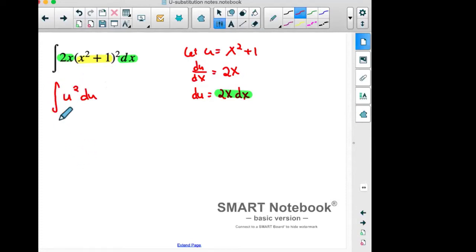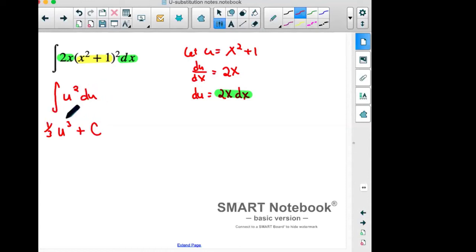So the integral of u squared is what? U cubed divided by 3. There you go. I'm going to go ahead and write it as 1/3 u cubed, but it's the same thing as what you said, plus C. Don't forget your plus C on indefinite integrals. So we have 1/3 u cubed plus C.